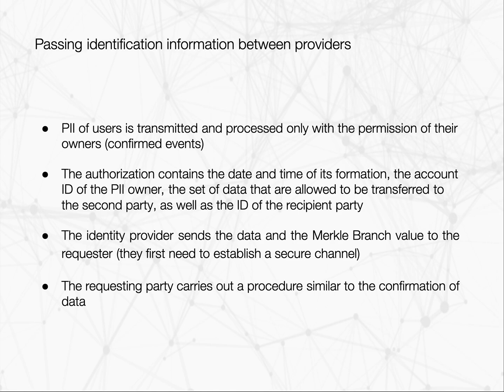The requesting party carries out a procedure similar to the one described earlier. It checks that the received data is in the root hash value and then processes the personal data. The timestamp in the request is necessary to ensure the confidentiality of updated PII. If the user has updated his personal data set, he doesn't want a party that previously received permission to access the old set to be able to receive updated data with the same permission. Therefore, when checking permission, the registrar compares the time of sending the transaction with the updated data and the time of obtaining permission. If the time of obtaining permission is earlier, then access to the personal data of the user isn't provided.